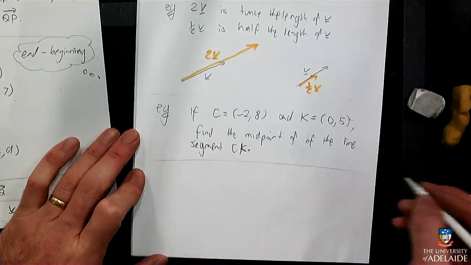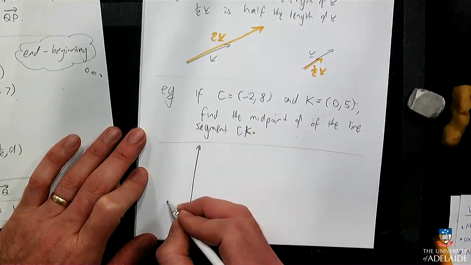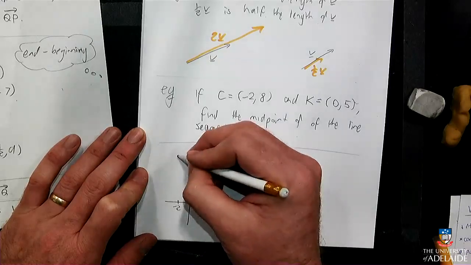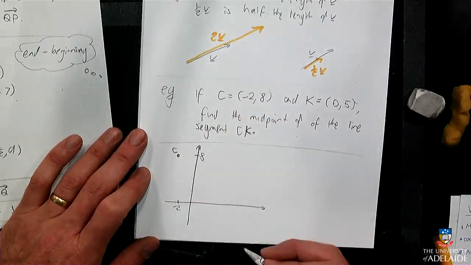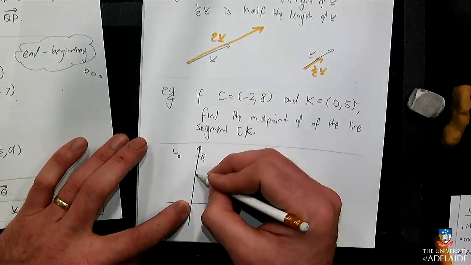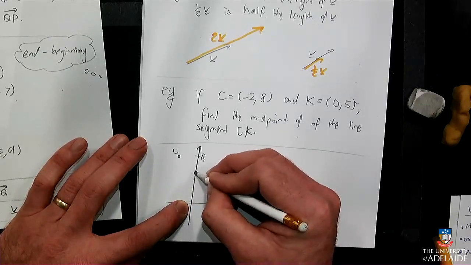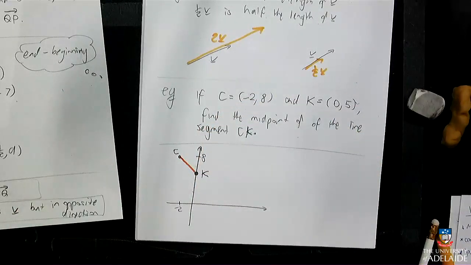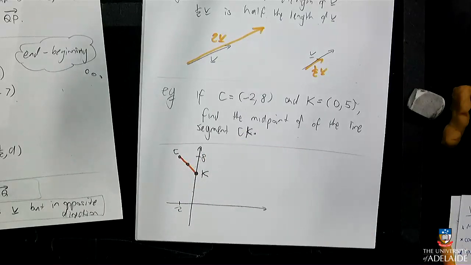Okay. So I'm just going to draw a diagram of this. So here's minus 2, and here's 8. There's the point C. And 0, 5, 0 for x and 5 for y. About there. There's K. And this is the line CK. And the midpoint would be, well, halfway up that line, or down that line, depending on which direction you come from.